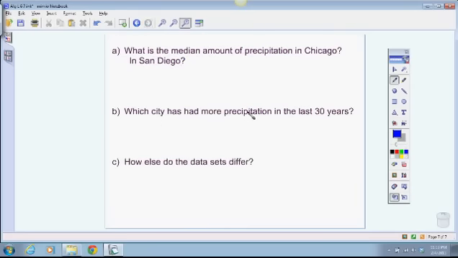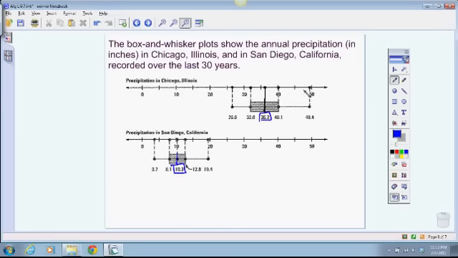Which city has had more precipitation in the last 30 years? Well, looking at it, you can see that since we drew them according to the same number line, Chicago, it seems, has more precipitation than San Diego. Everything is moved here to the right. In fact, if you look at the lowest whisker, the lowest whisker for Chicago, or the lowest data value, is greater than the highest data value for San Diego.